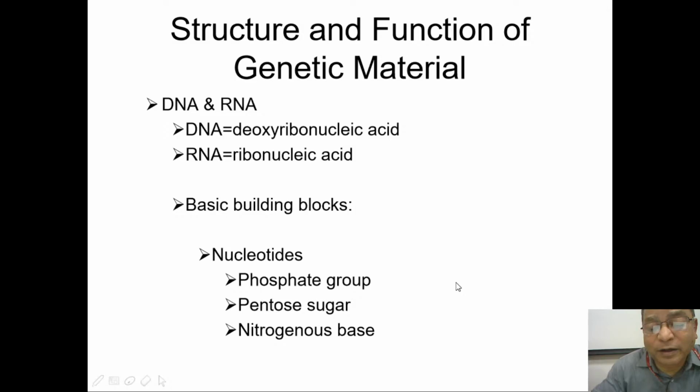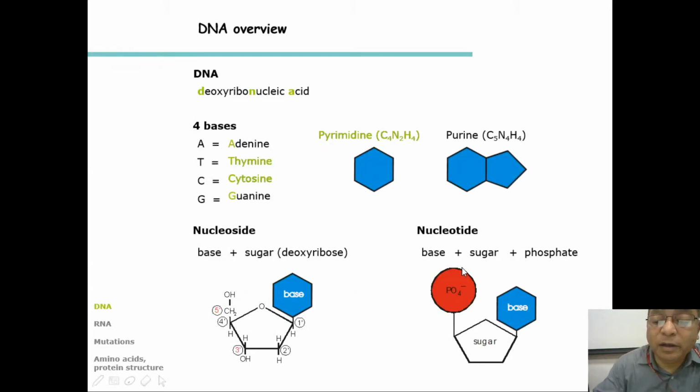Okay, so we're talking about the basic building block of the DNA, which is a nucleotide. What is a nucleotide? It is basically composed of a phosphate group, a sugar, and a nitrogen base. This nitrogen base can be either a purine, adenine and guanine, or a pyrimidine, which is cytosine and thymine. So these four nitrogen bases that you have are the building blocks of the DNA.